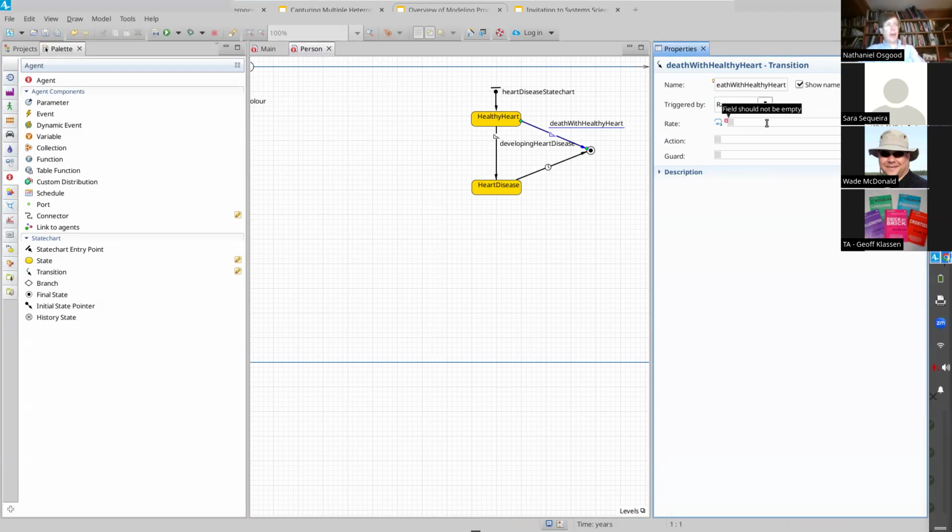I'm going to make this rate, with some pain in my voice, 0.0125. Why do I say some pain? Because properly, morally, I should really create a parameter that is shared between all people, and this should refer to that parameter. That parameter would live in Main, and this would refer to it, and that would allow me to change it.